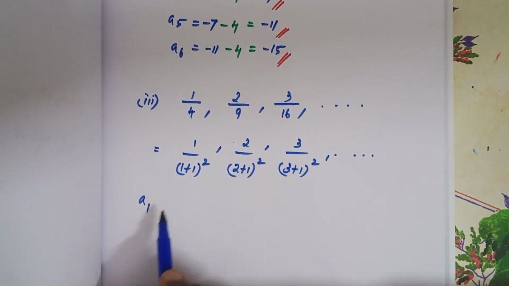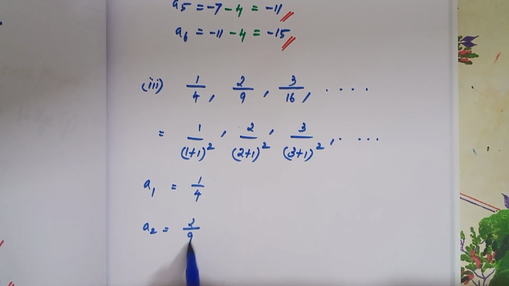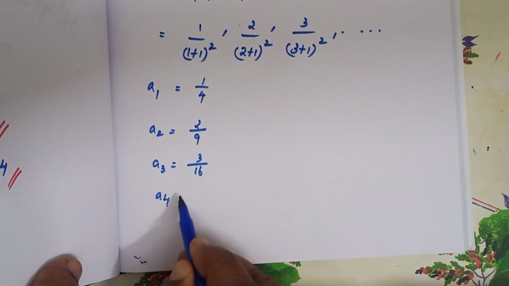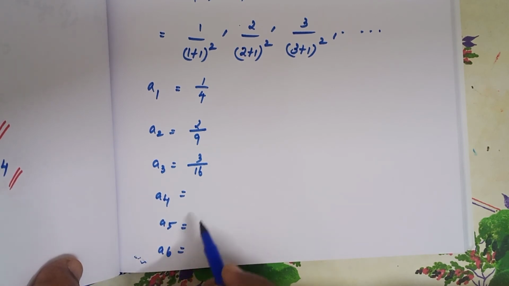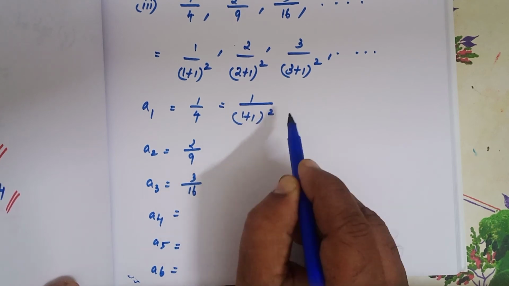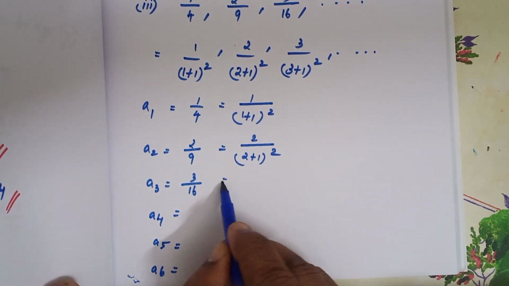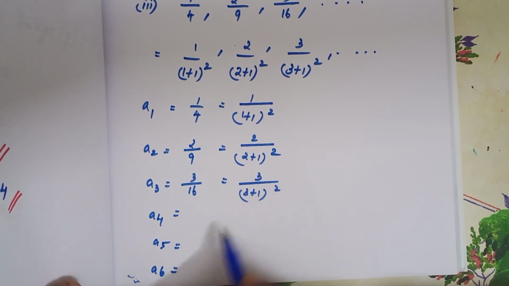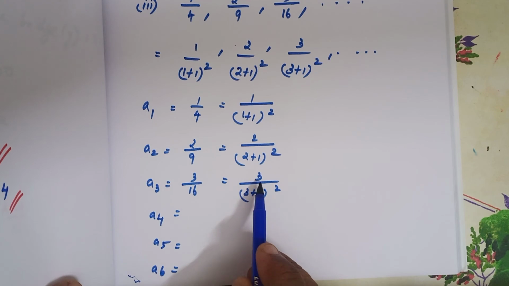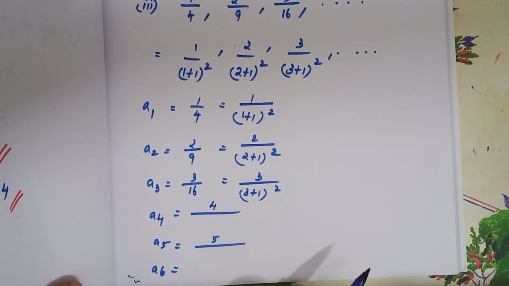I write here a1 that is equal to 1 by 4. a2 that is equal to 2 by 9. a3 that is equal to 3 by 16. You are asked to find out the next 3 terms, that is a4, a5 and a6. Okay, listen. 1 by 4, what I have written? 1 by 1 plus 1 the whole square. Correct? Like that, this is 2 by 2 plus 1 the whole square. This is 3 by 3 plus 1 the whole square. So by seeing these 3 terms, you can easily tell the 4th term, 5th term and 6th term. a3 numerator 3, a2 numerator 2, a1 numerator 1. So a4 numerator is 4, a5 numerator is 5, a6 numerator is 6.